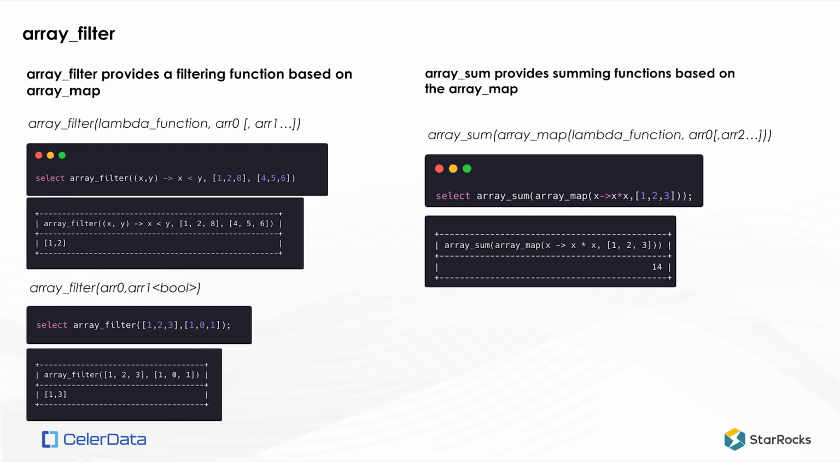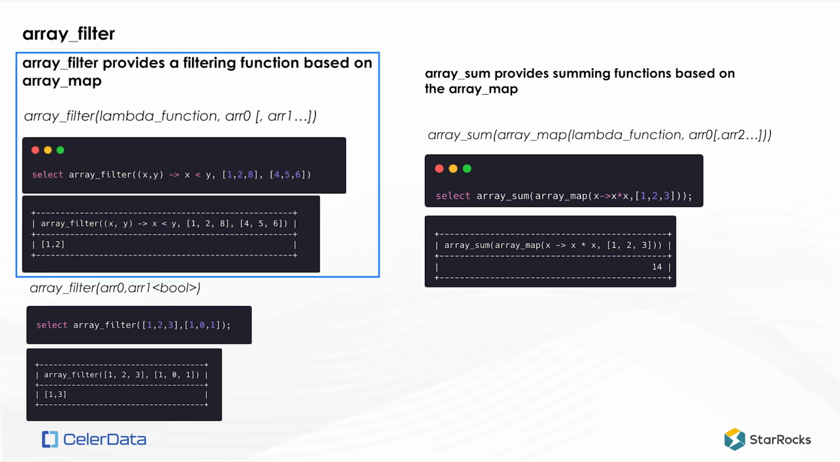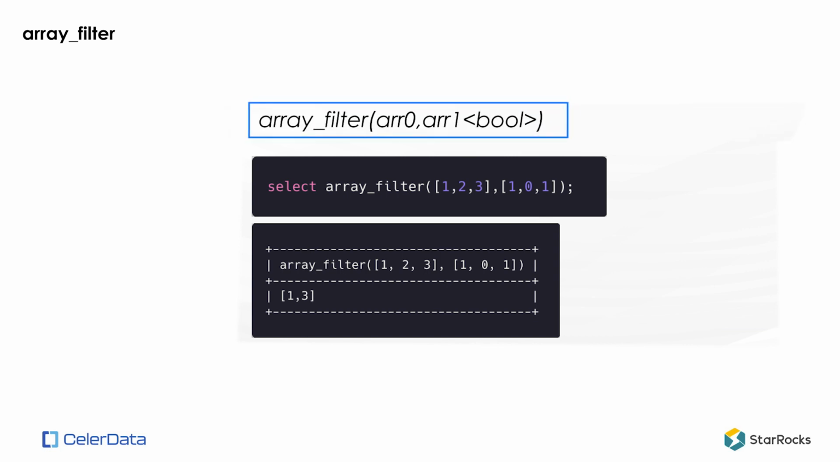Array_filter is based on array_map with added ability to filter. For example, in the following example, the part where x is less than y will be filtered out in the output. At the same time, array_filter also supports simple usage of non-higher order functions. It takes 2 arrays as input, and the elements in the second array need to be of Boolean type. Array_filter will filter out the elements in array 0 where the corresponding position in array 1 is 1, forming the return value. In this example, the second element is filtered out.